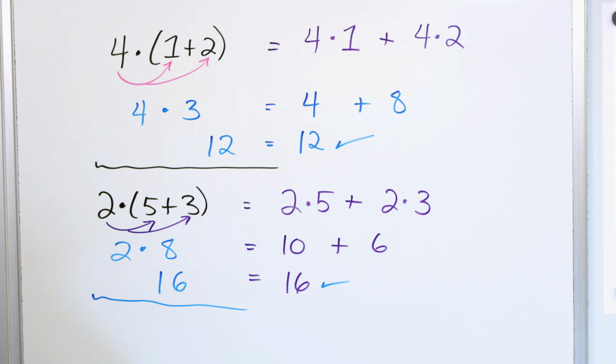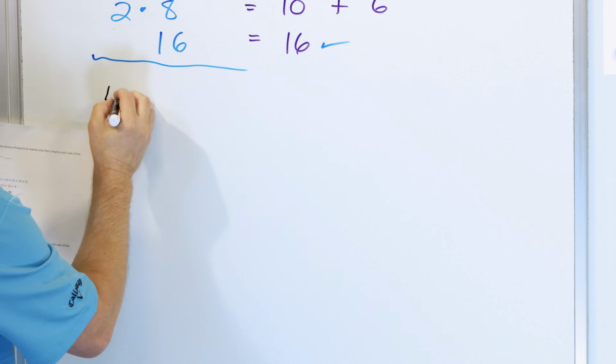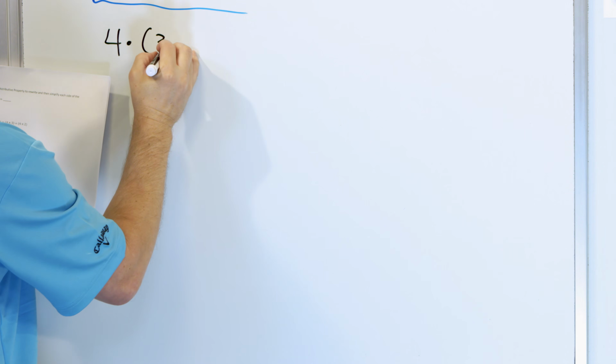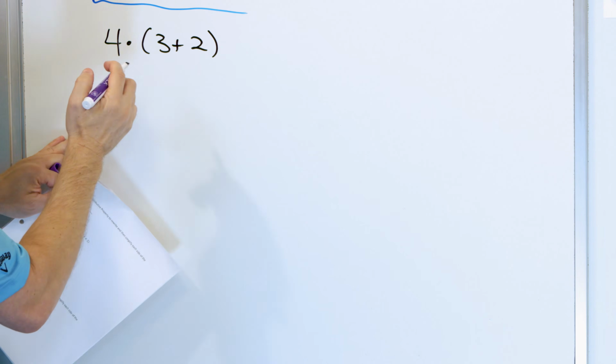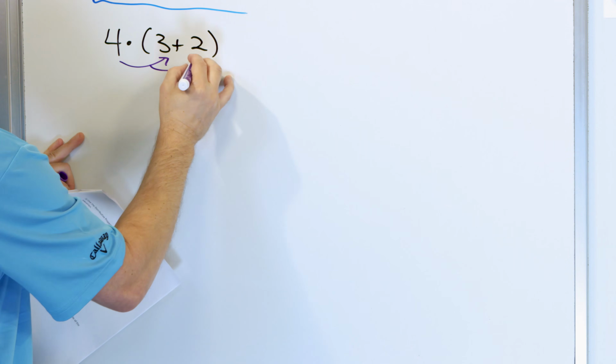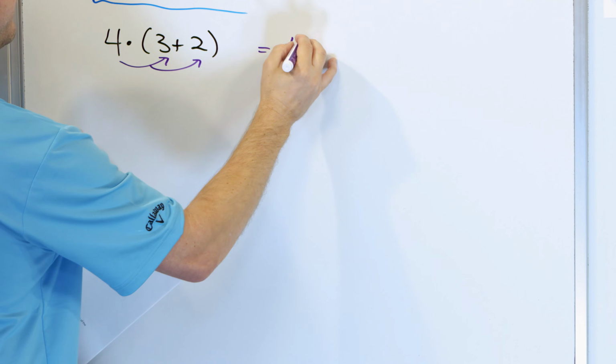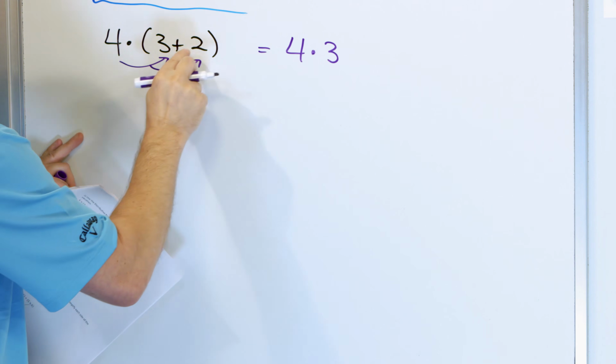All right. Let's move along. We're going to crank through these pretty fast. Let's say we have 4 times 3 plus 2. Using the distributive property, what would I get? Well, I would distribute times the 3 and distribute times the 2. I would get 4 times 3 and then 4 times 2.